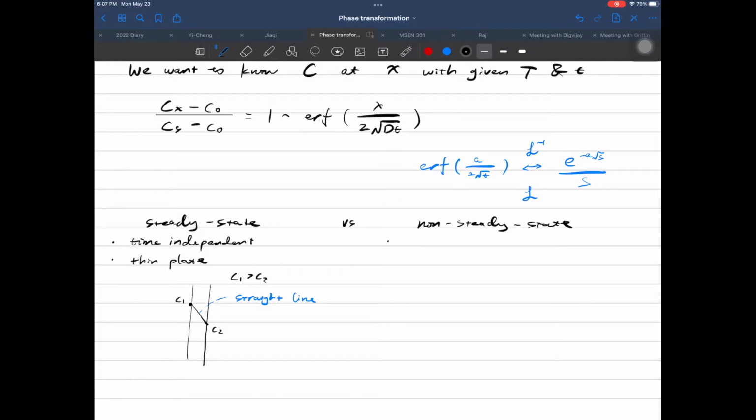Non-steady state diffusion is time dependent. As you have seen not too long ago, the concentration profile changes over time. For non-steady state diffusion to occur, you need a very thick block. The block is so thick that it only has an entrance and no exit. And if we draw the concentration profile as a function of distance, it's no longer a straight line, it's a curve.